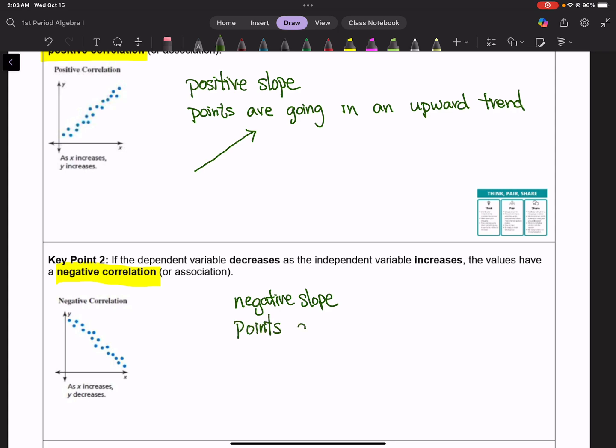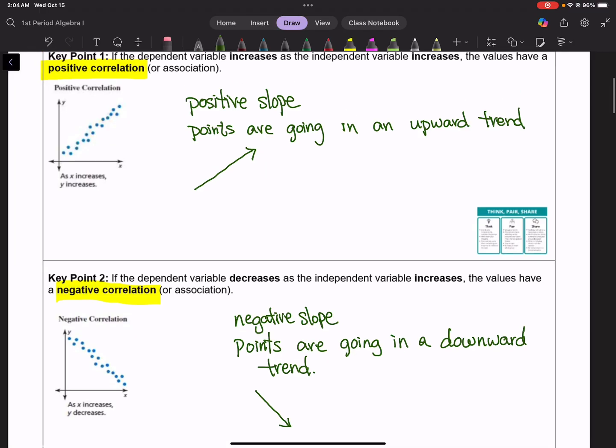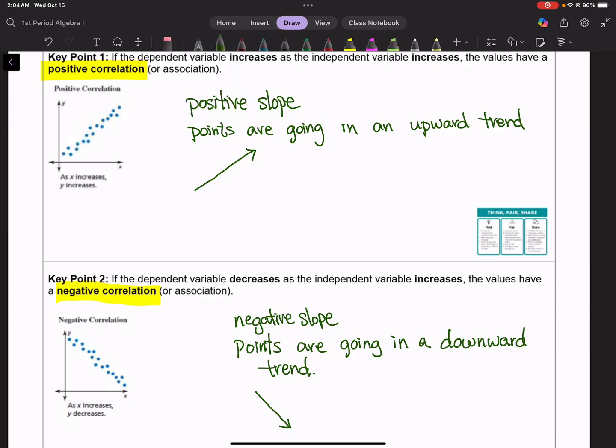Points are going in a downward trend. If you're looking at a picture, if you're looking at a graph, your points are going to be decreasing. You're looking from left to right, the points are going down. So if you look at these 2 pictures, the positive correlation is very obvious, right? All of the points are going up. And then on the negative correlation, all of the points are going down.